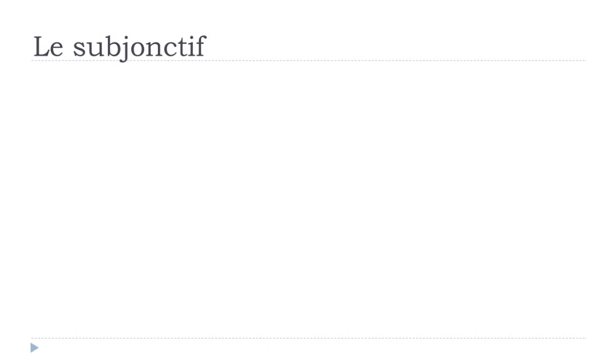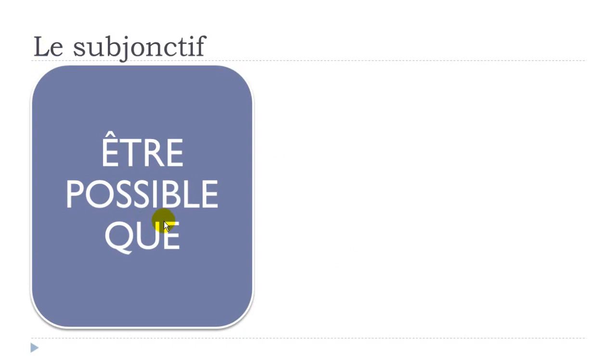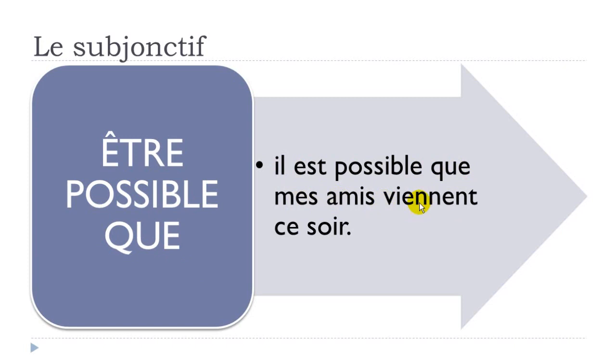So, let's see what we've got. The structure could be être possible que. Okay? To be possible. Donc, être possible and then que, as usual, remember. So, for instance, il est possible que mes amis viennent ce soir. Okay? Il est possible que, so it could be translated like, it is possible that. Mes amis, my friends, and then venir, to come, so this form here is the subjunctive form, ce soir, tonight. So in that case, you should put your verb here at the subjunctive.